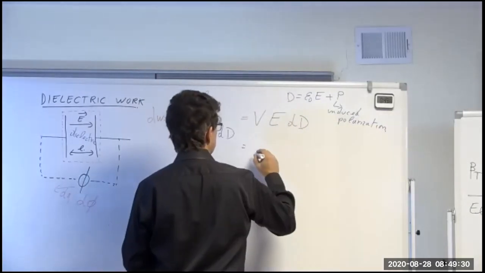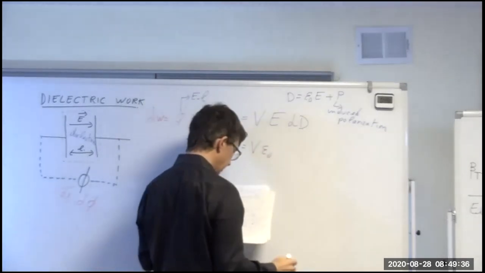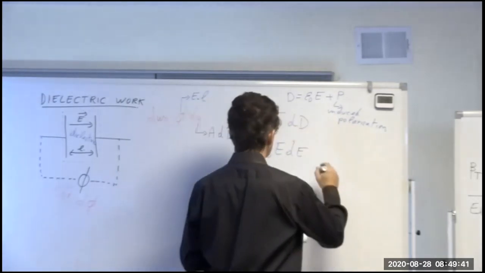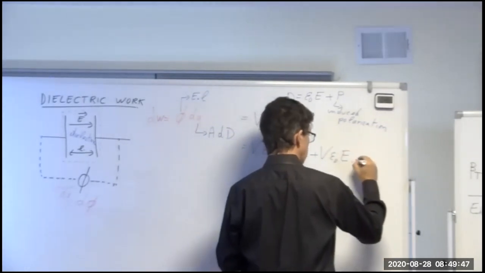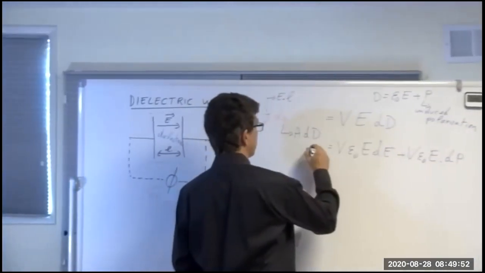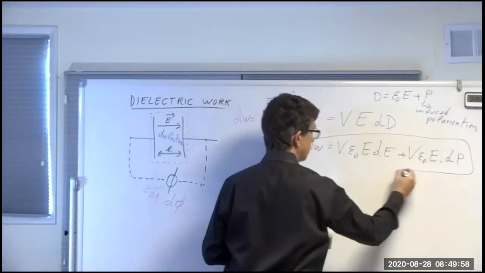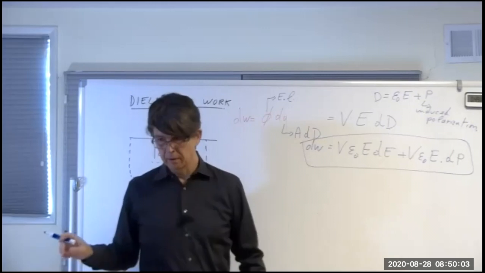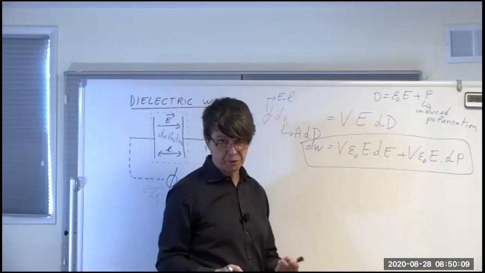Let me write that out. Now that means I have V times the permittivity of vacuum, E dE, plus V times E dP. And so that is now the work done. So this work is the same as that work, right? It's just a different perspective.